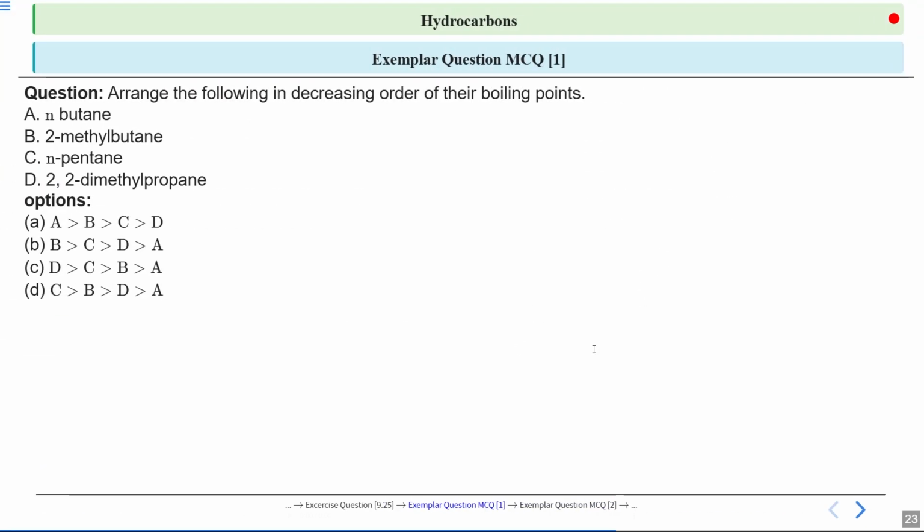Now, let us practice an MCQ from NCERT example. The question asks, arrange the following in decreasing order of their boiling point. So we have option A as n-butane, then B as 2-methylbutane, C as n-pentane, D as 2,2-dimethylpropane. The options are given to us. We have to choose the right option for their decreasing order of boiling point.